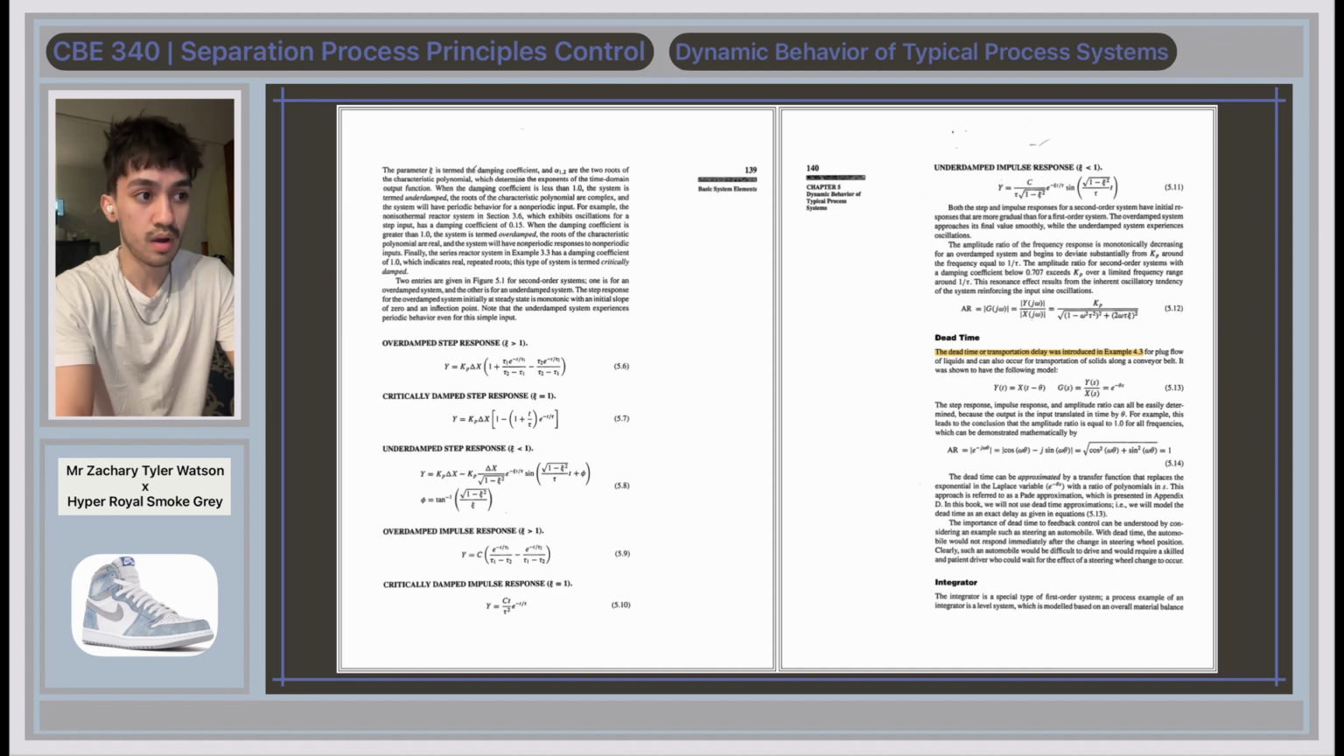The step response, the impulse response, and amplitude ratio can all be easily determined because the output is the input translated in time by θ. For example, this leads to the conclusion that the amplitude ratio is equal to 1 for all frequencies, which can be demonstrated mathematically by equation 5.14.